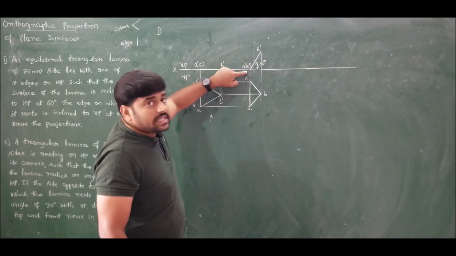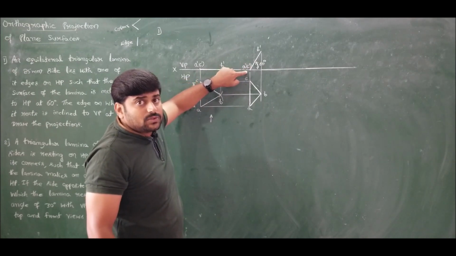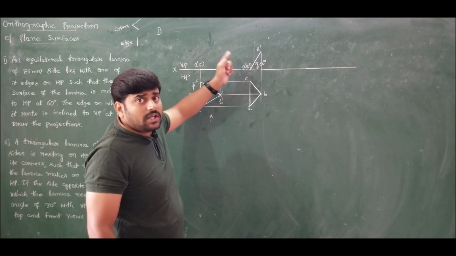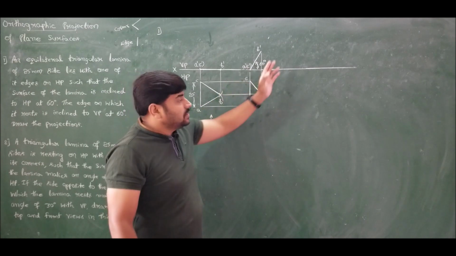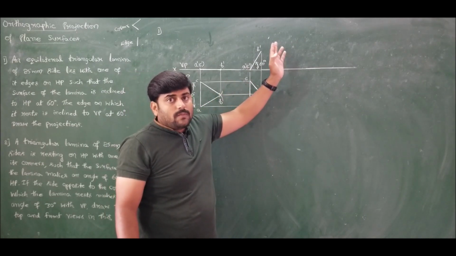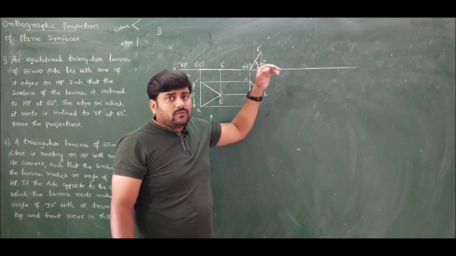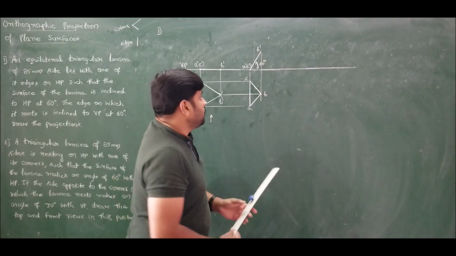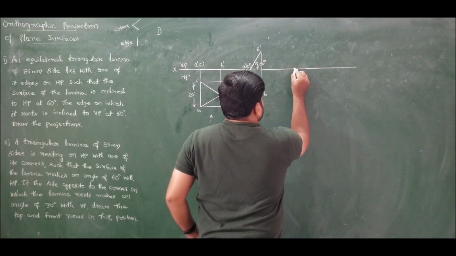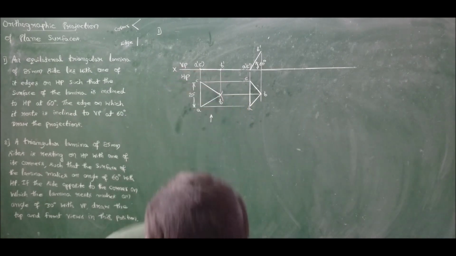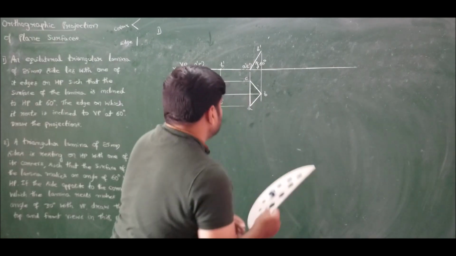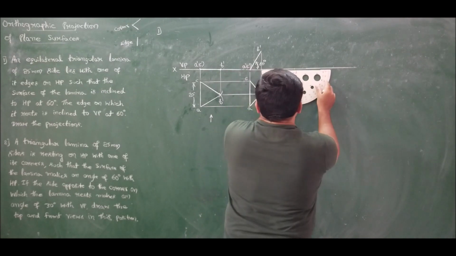So this has to be inclined at an angle of 60 degrees to VP. That has to be shown on HP. So that is AC. So incline AC to 60 degree with respect to VP. Anything with respect to VP will be shown on HP. So therefore first draw a line at an angle of 60 degrees. Let me draw a line at an angle of 60 degrees.